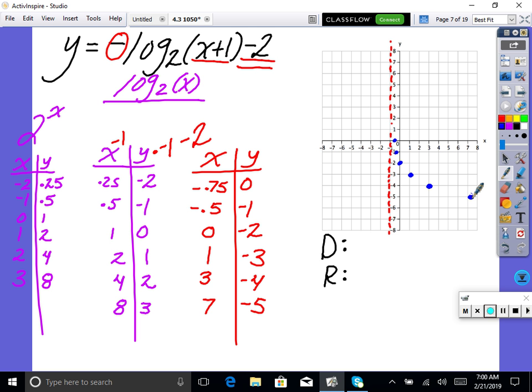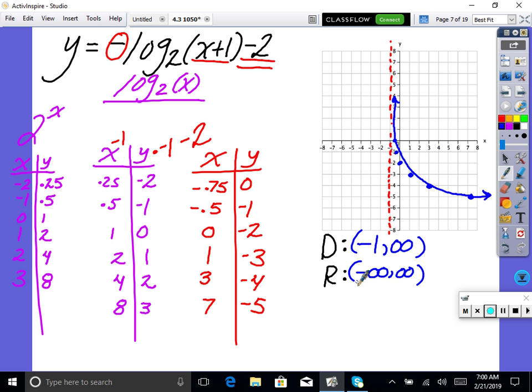Now don't be the person that goes, oh, it stops right there. No, it doesn't. It continues by the asymptote. We just don't have enough points to show that, but we know how asymptotes work. So our domain would be, yep, -1 to infinity. And then our range would still be -infinity to infinity, wouldn't it?